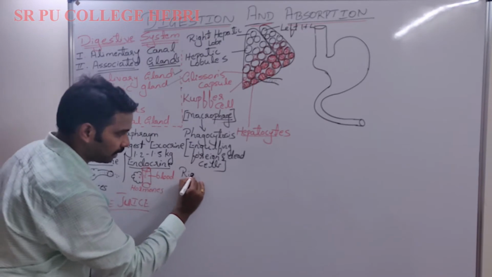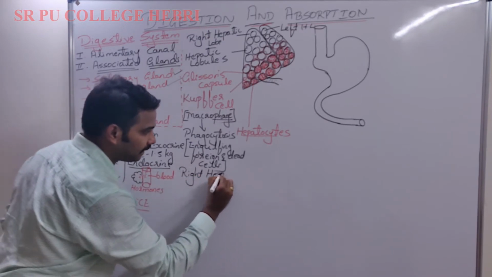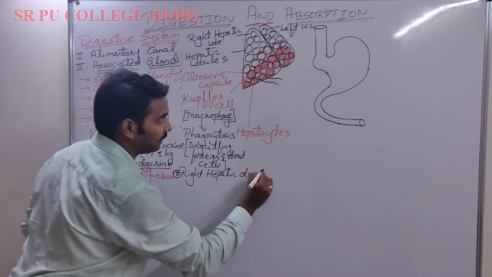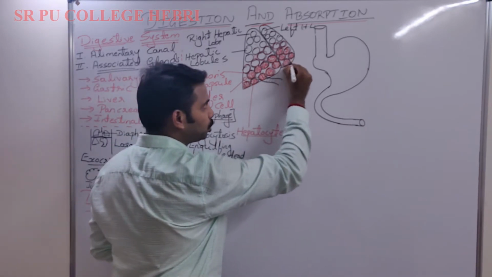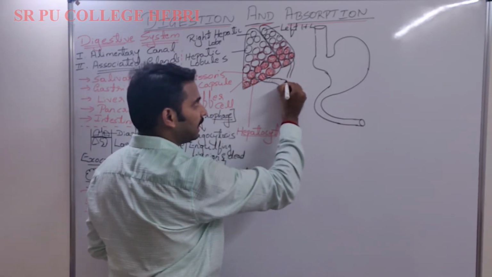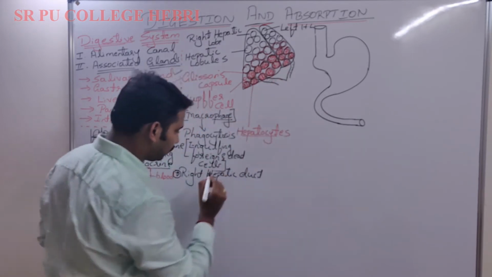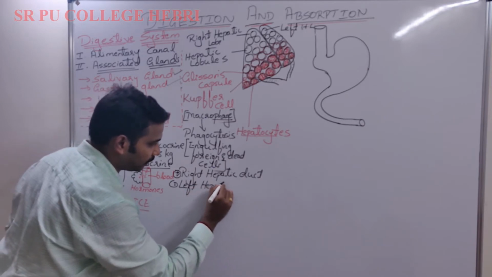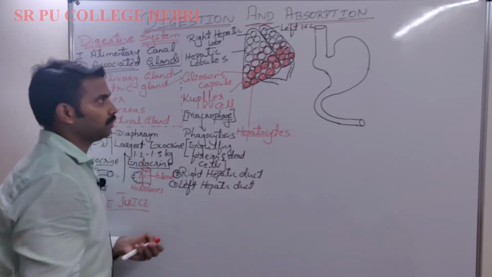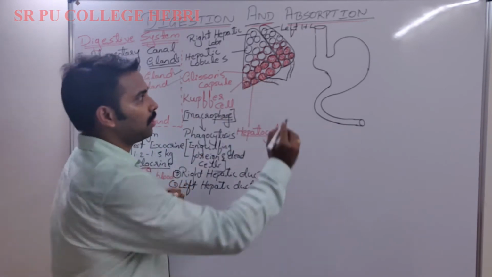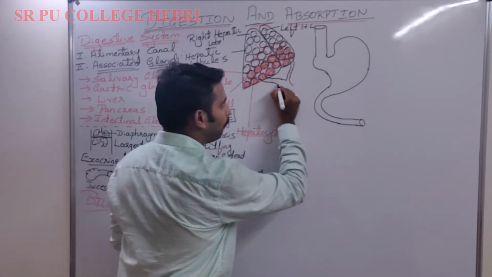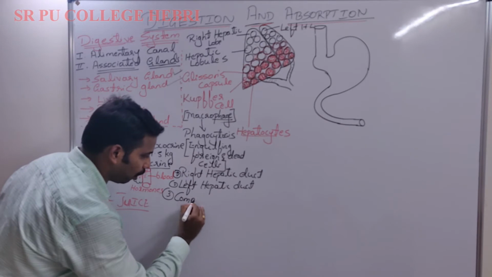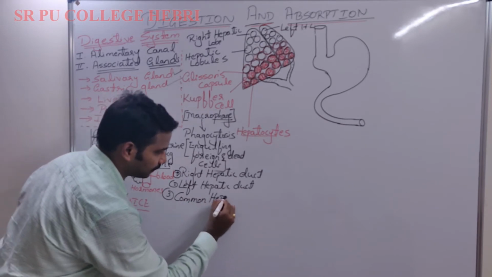From the right lobe, I call this as, okay, the labeling I will write here. What is that called? Right hepatic duct. Number one, right hepatic duct. From the left lobe, which juice? Bile juice is collected by another duct. What is that called? Very simple. Left hepatic duct. So from the right lobe, right hepatic duct, from the left lobe, left hepatic duct, both join and form number 3. What? Common hepatic duct.